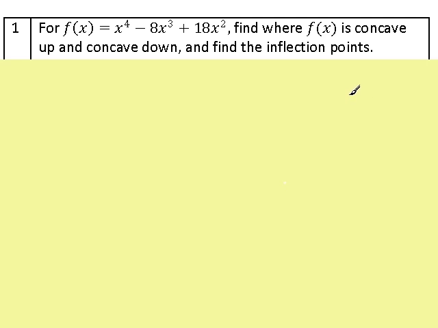In the first problem, we want to find where f of x, this curve, is concave up and concave down, and we also want to find inflection points. Inflection points occur when the curve changes from concave up to down or down to up. Well, concavity depends on the second derivative, the sign of the second derivative. If f double prime is greater than 0, that means concave up. And if f double prime is less than 0, that means concave down.